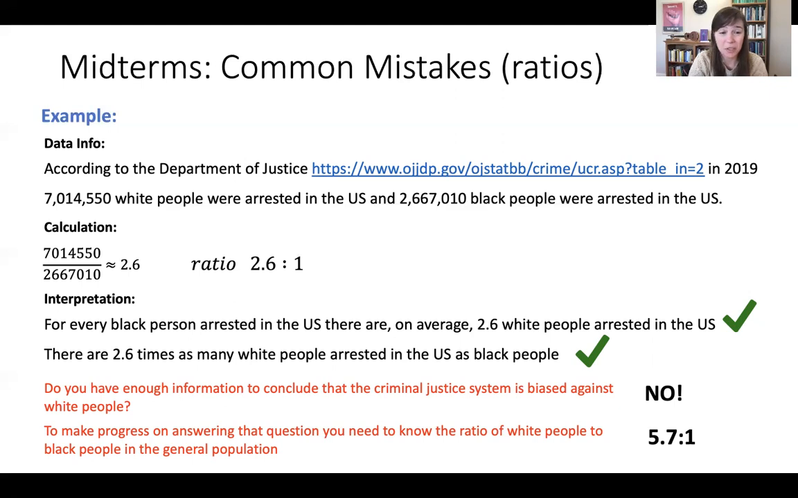On the calculation part, I just want you to not say something false in the interpretation. Your interpretation in the calculation section should be neutral. What is this telling you? Saying that there are 2.6 times as many white people arrested in the US as Black people? Yes. Saying something like white people were arrested at a rate of 2.6 times that of Black people? No.